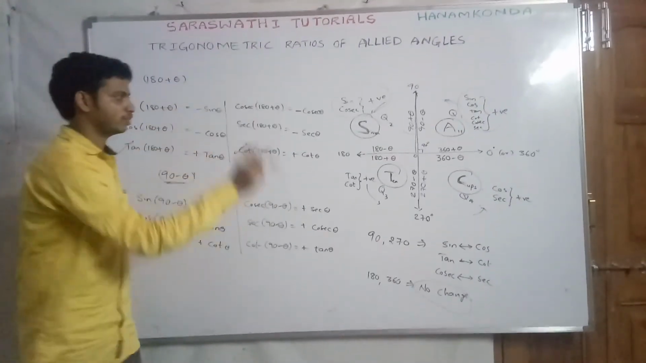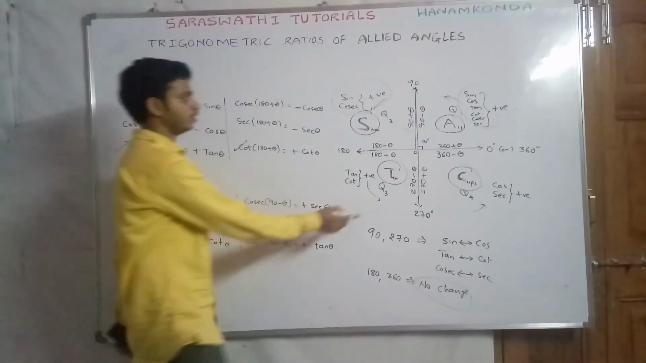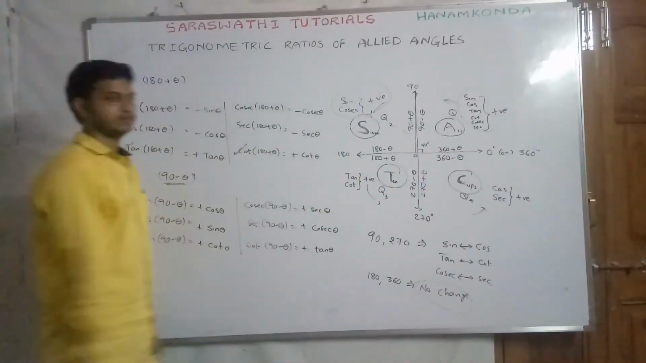Similarly, we can find the trigonometric ratios of the remaining angles, that means 270 minus theta, 270 plus theta, 360 minus theta, and 360 plus theta, by the same procedure.